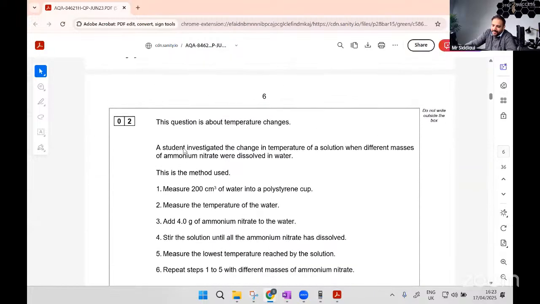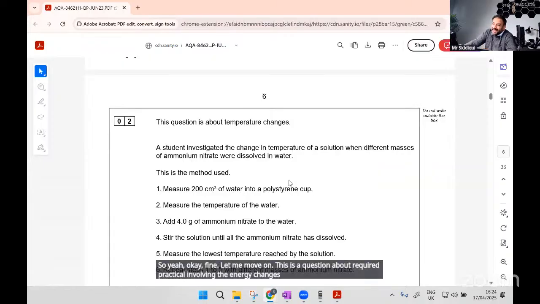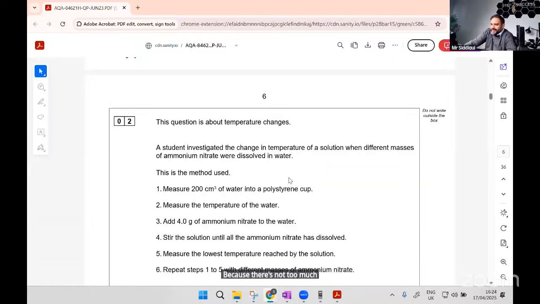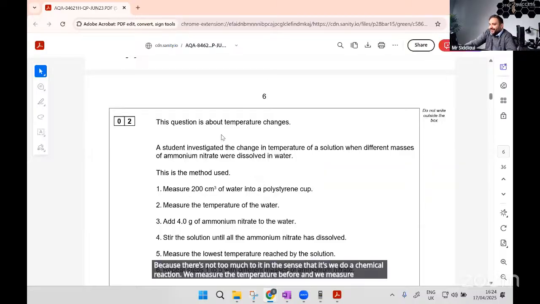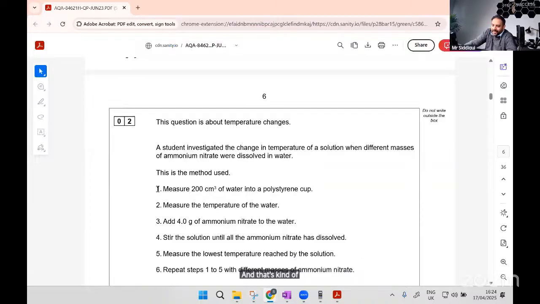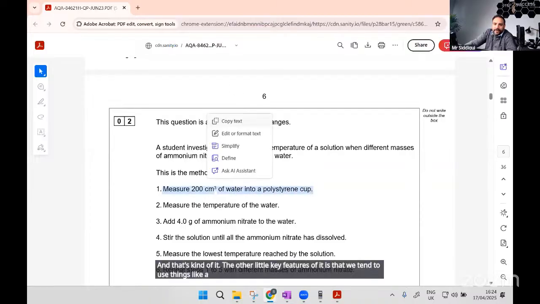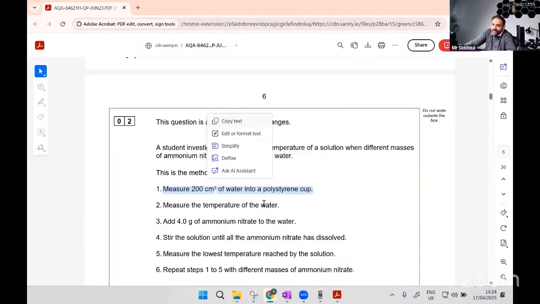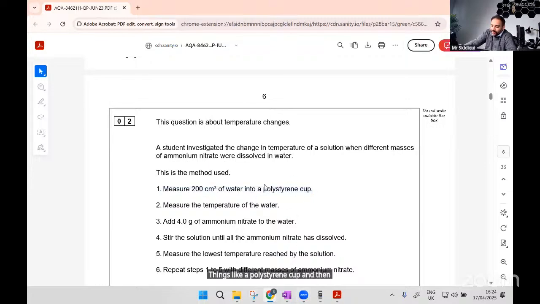This is a question about a required practical involving energy changes. This is probably, in my view, the easiest required practical, because there's not too much to it: we do a chemical reaction, we measure the temperature before, and we measure the temperature after, and that's kind of it. The other key feature is that we tend to use things like a polystyrene cup, and because it's a good insulator, it keeps the heat in.